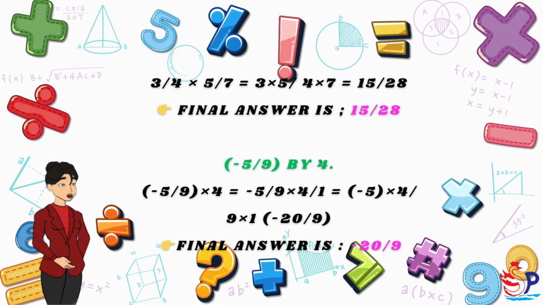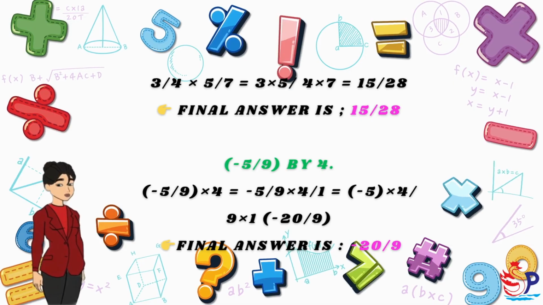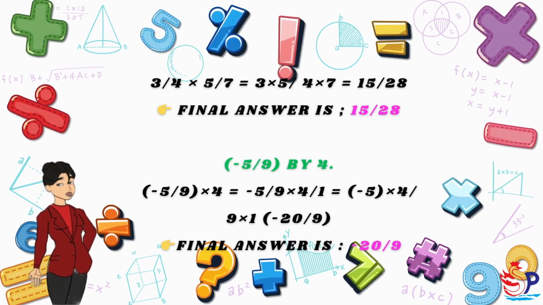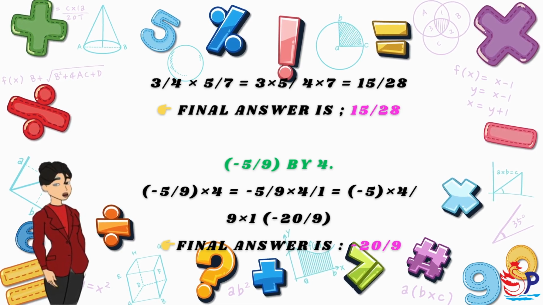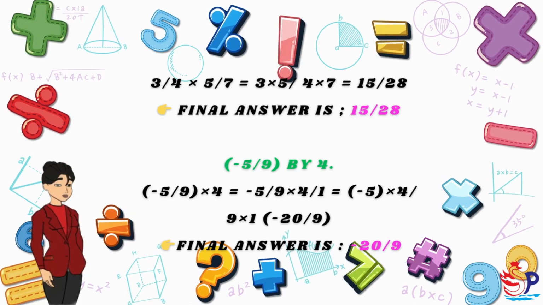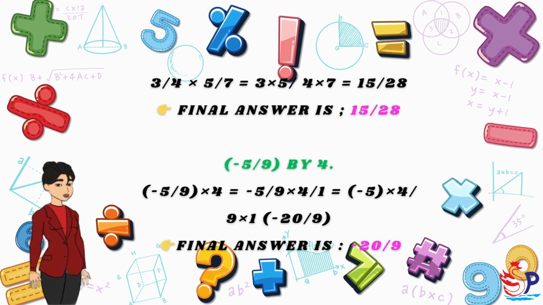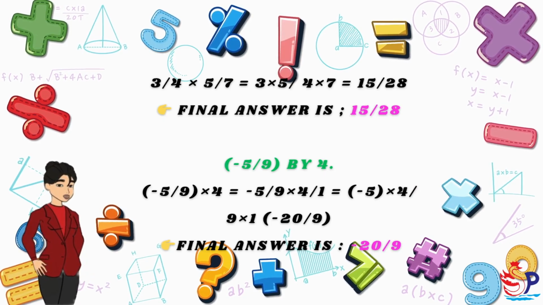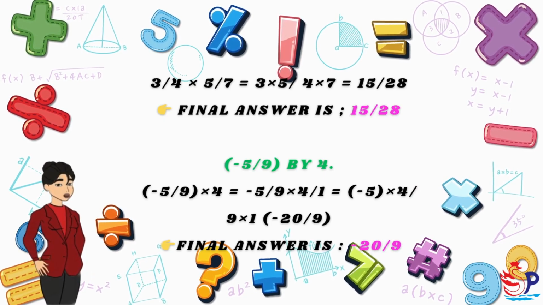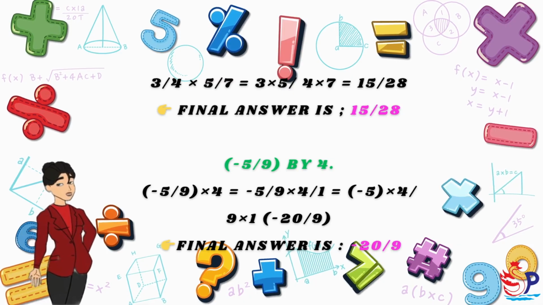Minus 5/9 times 4. Minus 5/9 multiply 4 is equal to minus 5/9 multiply 4/1 is equal to minus 5 multiply 4 by 9 multiply 1, which is minus 20/9. Final answer is minus 20/9.